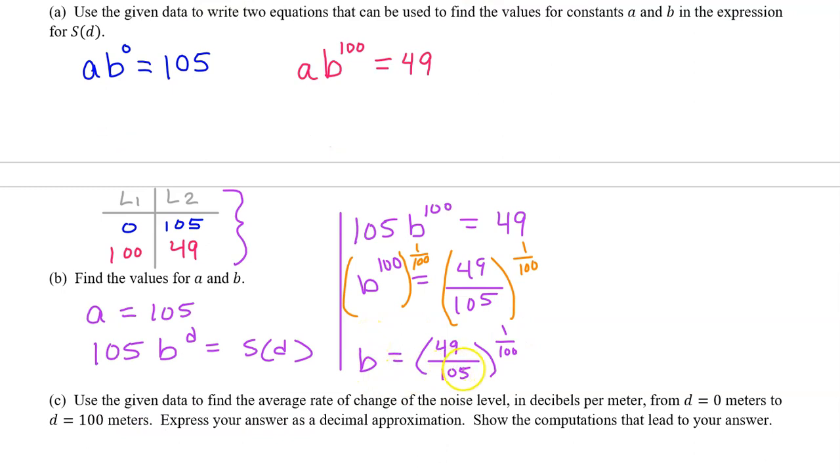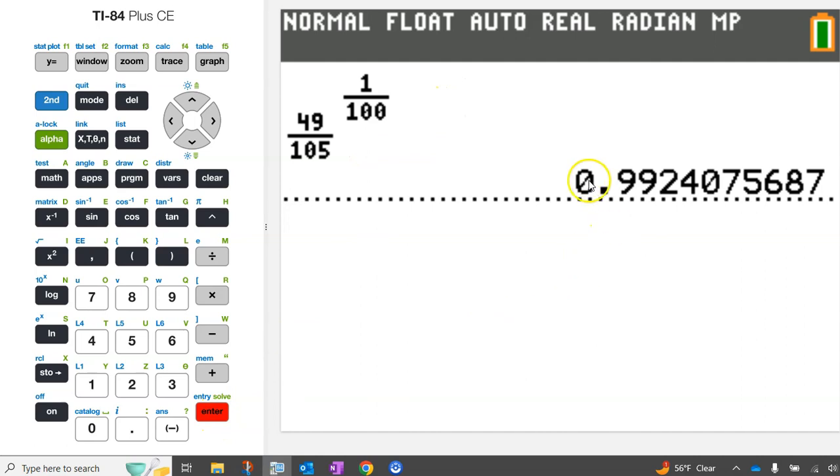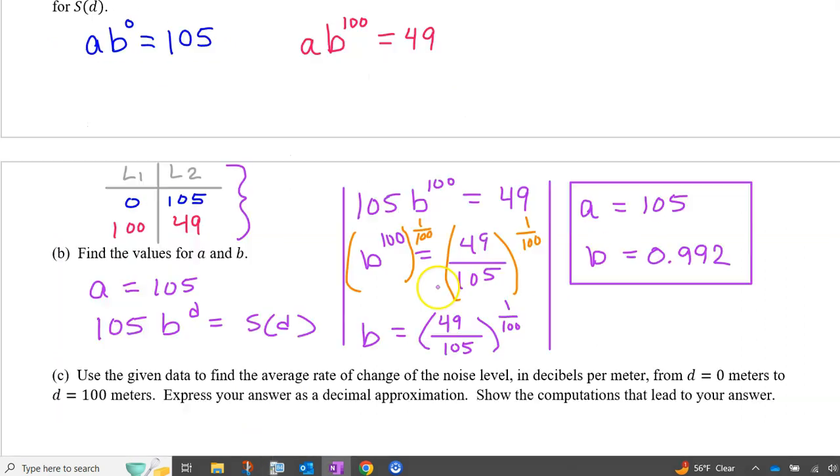So if we type this into the calculator, it should give us the value of b. When you type it in, it should look like this, and kabam! 0.992. So that's how you would solve it mostly by hand. Now let's go back and try the other method. Let's type this into L1 and L2 and make a regression model. Let's see if we get the same answer.